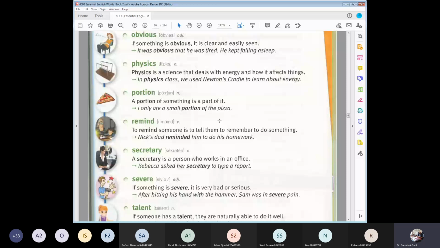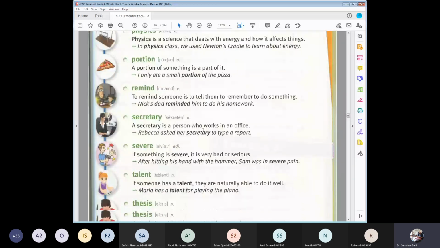And then you have a portion of something, which is part of something. When you eat pizza, for example, you take a small portion or a big portion. So I only ate a small portion of the pizza.